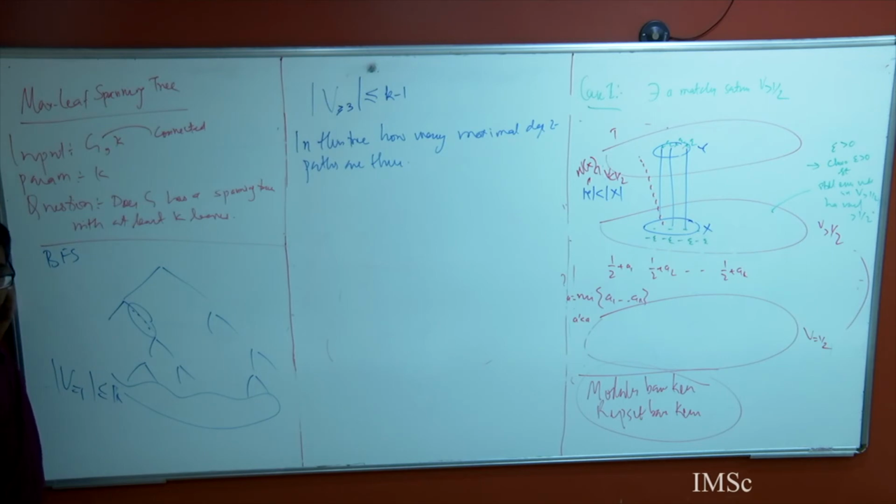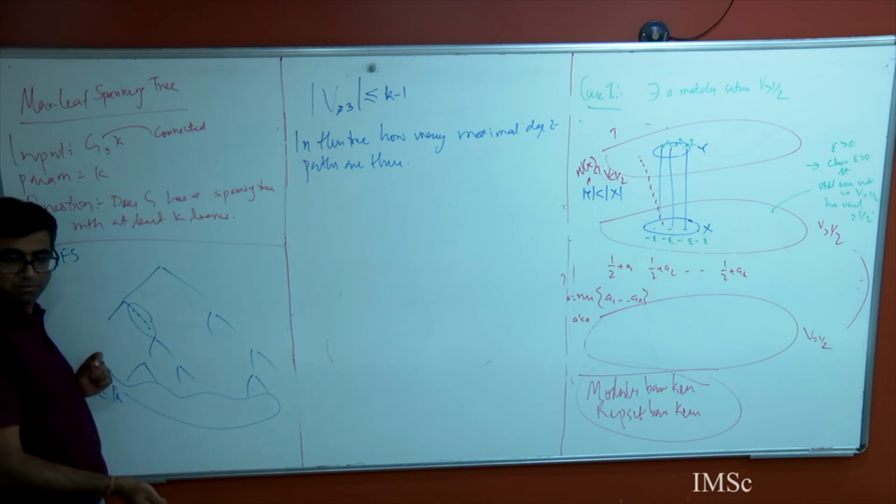K minus 1? 3k? It is not k minus 1. Plus? Yeah. So just look back at your argument, Pratibha. Yeah. If there are n guys, then n minus 1. I got it. But what is n? 2k. Right? Or other way of looking, look at any maximal degree 2 path.